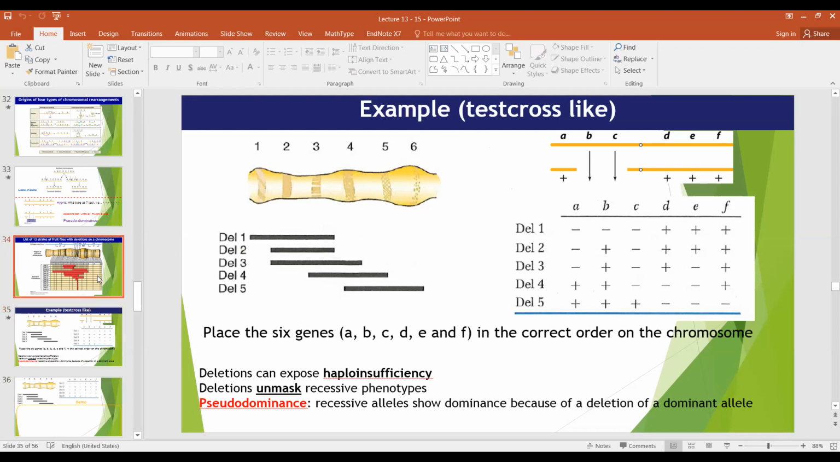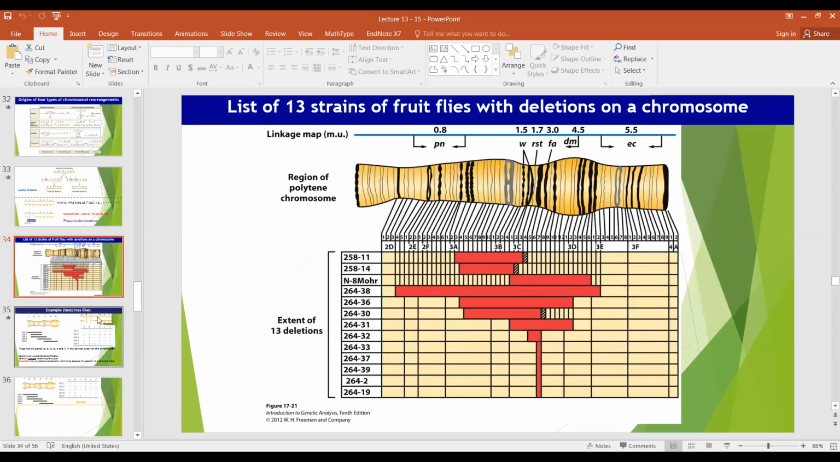All right. So this is important again. We use the deletion to help us to do the mapping. In the past we have learned how we can use the 3-point test cross to help us to figure out the order of 3 genes on the same chromosome. Here it's a similar thing, but we use a different mechanism. We use the deletion mutant to help us to figure out the order of the genes on the same chromosome. So we're going to talk about this next time.